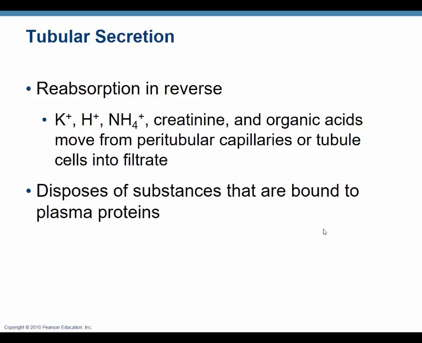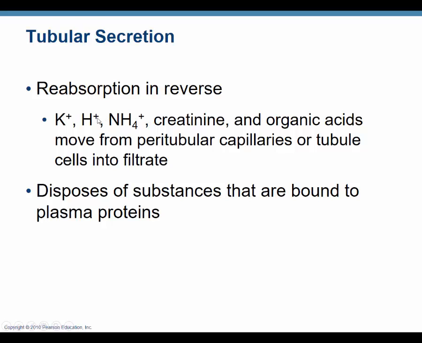Secretion is reabsorption in reverse. So we're just taking things from the blood and putting them back into the nephron. So we need to secrete excesses of ammonium ion, which comes from proteins. Anything that is protein-based, as it's broken down, releases ammonium ion.